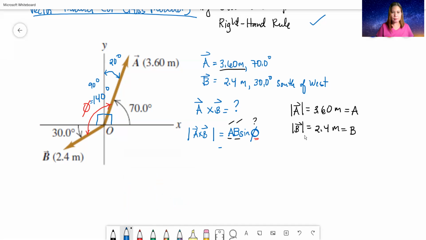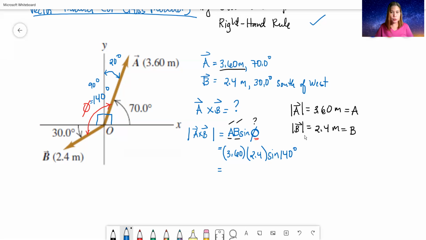We are now ready. The magnitude of A is just 3.6. B is just 2.4. And then you have the sine of the angle between them. That's 140. Okay. So let's take a look. Let's get our calculator. Sine 140, that would be negative, no? So we have 3.6 times 2.4 times sine 140.